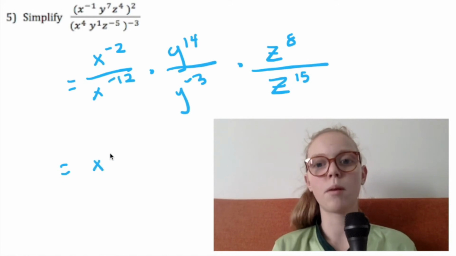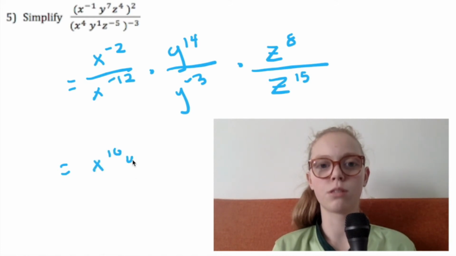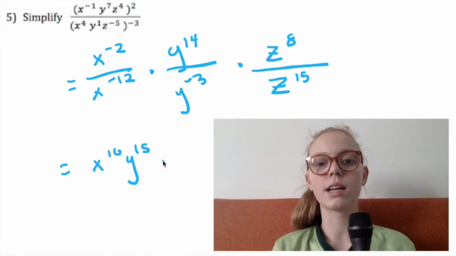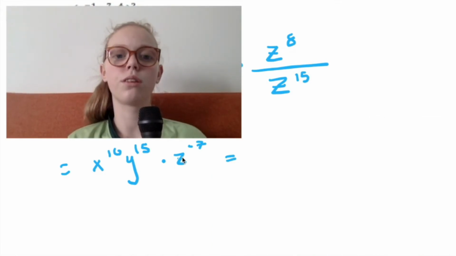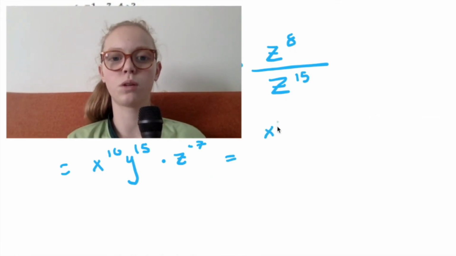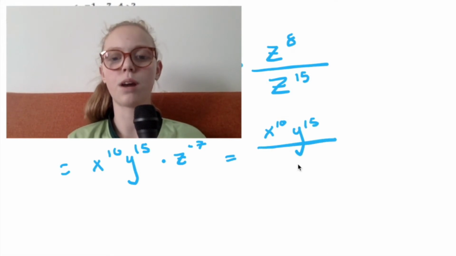Now, remember that when you divide exponents, you subtract the bottom from the top. So we get x to the 10, y to the 15, and z to the negative 7. So on the numerator, we have the two positive exponents, x to the 10 and y to the 15. And then on the bottom, we have the negative exponent, z to the 7th power.